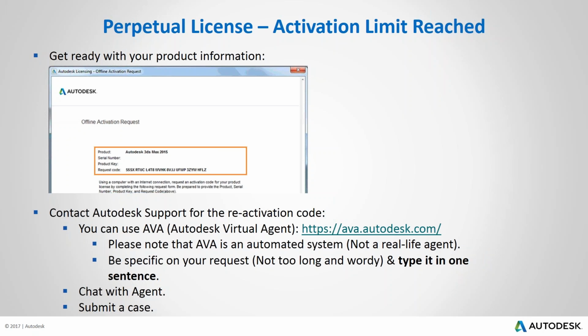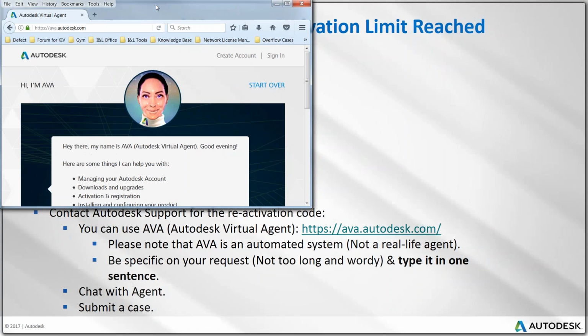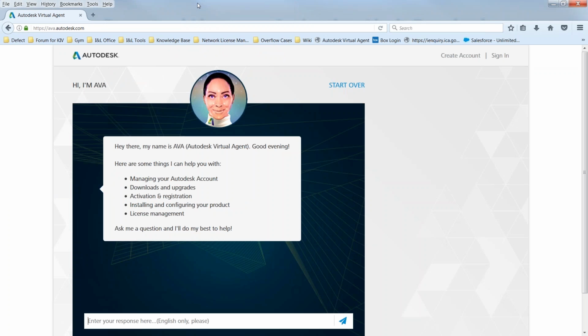For example, some customers might actually tell us the whole story. For example, they changed their PC, I need the activation code, how can I do about it? So make sure you make it simple in the sentence in the AVA. So I'll just run through how AVA looks, so you can try this when you have time in the future.